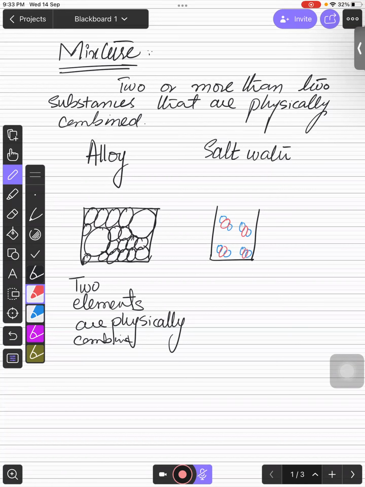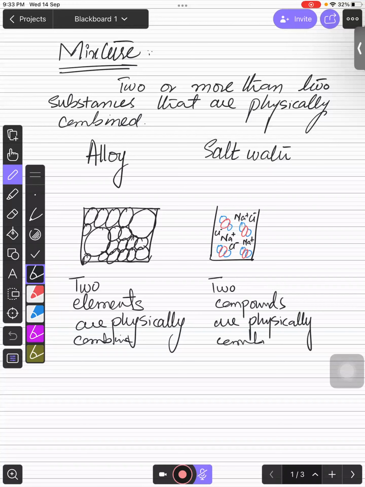And along with this you have NaCl as well. आपके पास वहां पर सोडियम और क्लोराइड भी मौजूद है फॉर एग्जांपल. तो this is what you can see, this is actually you have a mixture of two compounds. So you can say that even a mixture can be made by mixing two compounds as well. Two compounds are physically combined. And also, bacho, even elements and compounds can mix together.